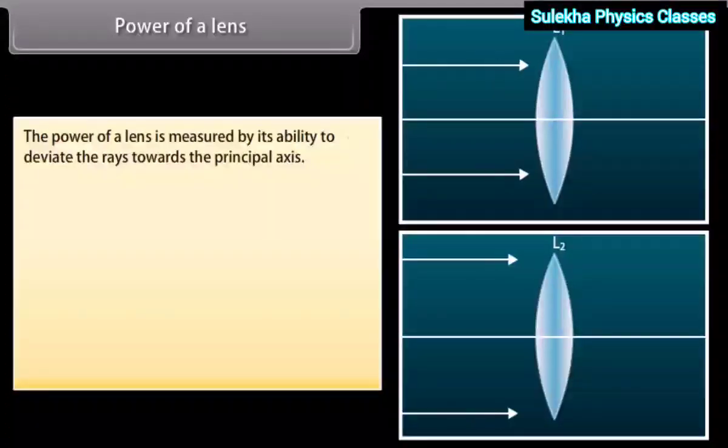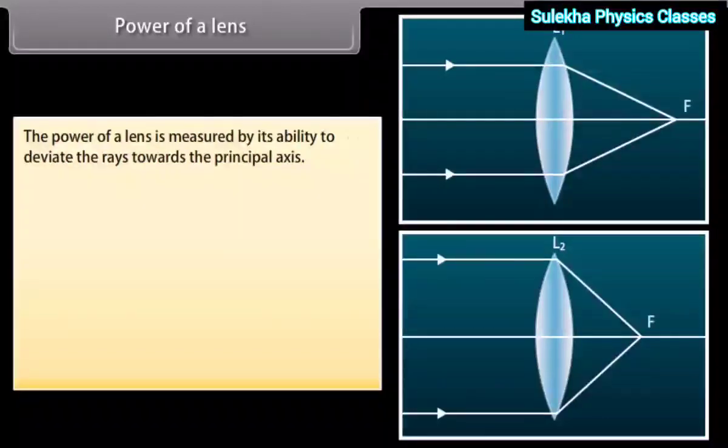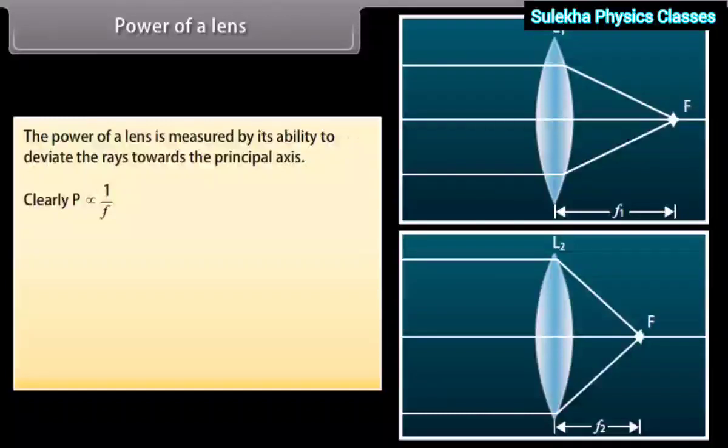Power of a lens. The power of a lens is measured by its ability to deviate the rays towards the principal axis. The lens L2 has focal length less than L1. Therefore, lens L2 bends the rays more than L1. Hence, the power of the lens L2 is greater than that of L1. Clearly, P is directly proportional to 1 by f.